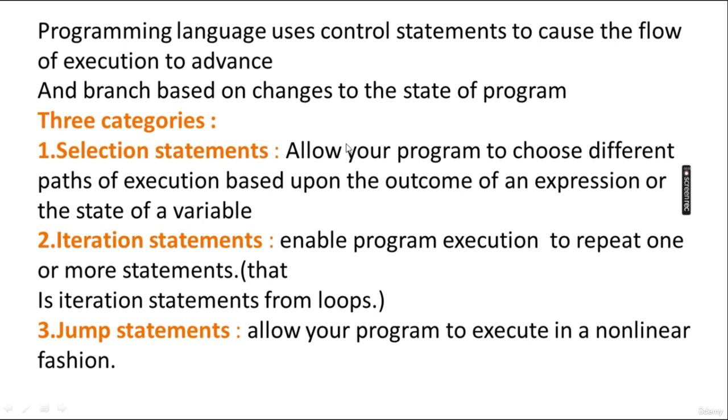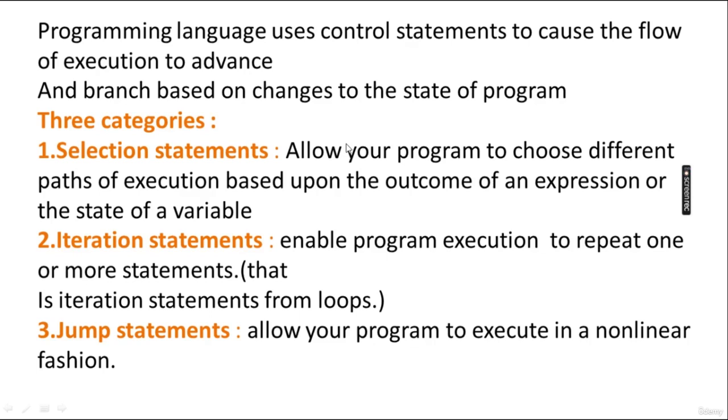So what are control statements? Control statements control the execution of a particular block of code. A programming language uses control statements to cause the flow of execution to advance and branch based on changes to the state of the program. So that particular control statement will control the flow of execution in your program. There are three categories: selection statements, iteration statements, and jump statements.